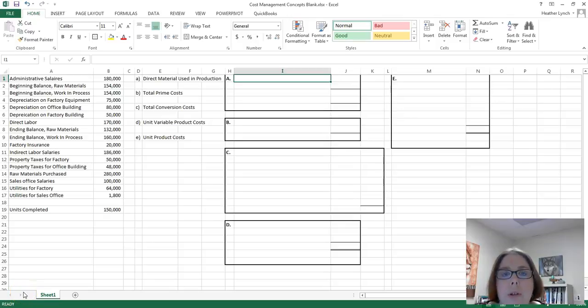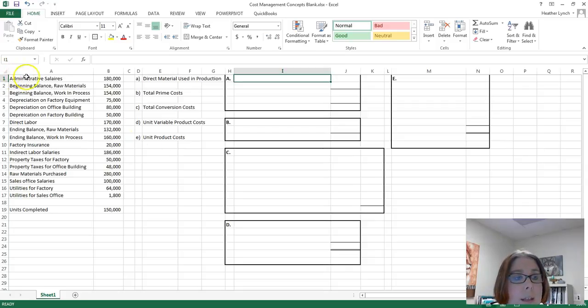Everybody, so I'm going to do some basic cost management concepts that will help you through the rest of your classes in cost accounting. It's very important for us to get these basics, and then that will help us through the process. So some of the things that I'm going to do here is figure out your direct materials used in production, your total prime cost, your total conversion cost, your unit variable product cost, and your unit product cost. So we're just going to go through this.